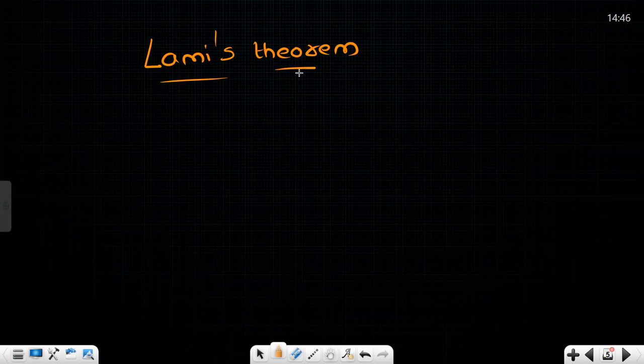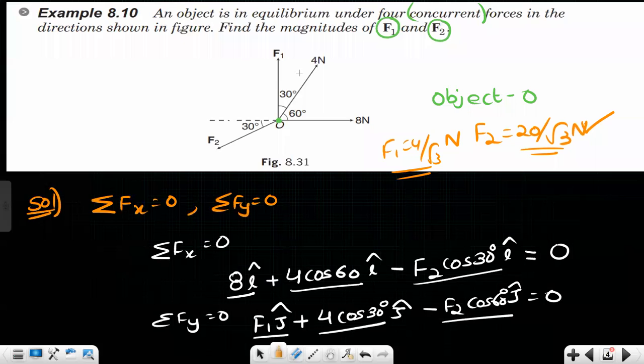And once Lami's theorem is over, we'll be doing the exercise on complete equilibrium. Those problems will include even the torque, Lami's theorem, and equilibrium of coplanar forces, sigma Fx equal to 0, sigma Fy equal to 0. All these things will be included in tomorrow's class. So in tomorrow's or the next class we can complete this equilibrium topic. Then we'll be going ahead to Newton's laws.